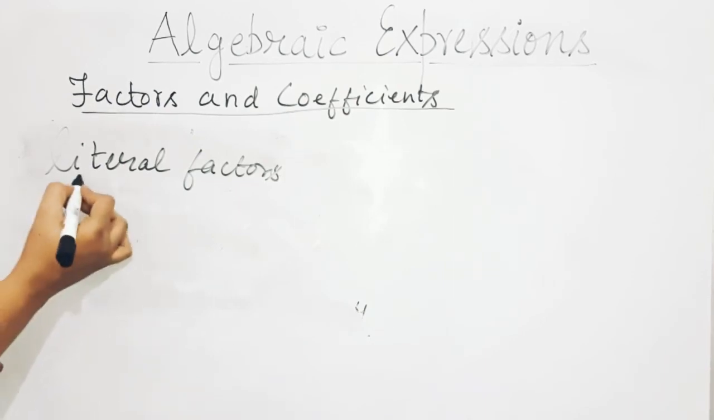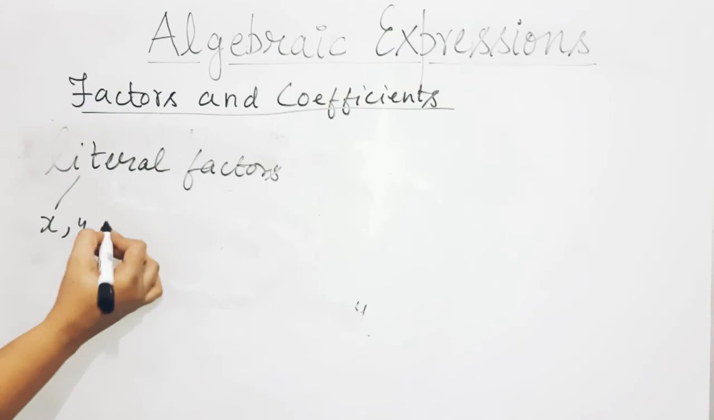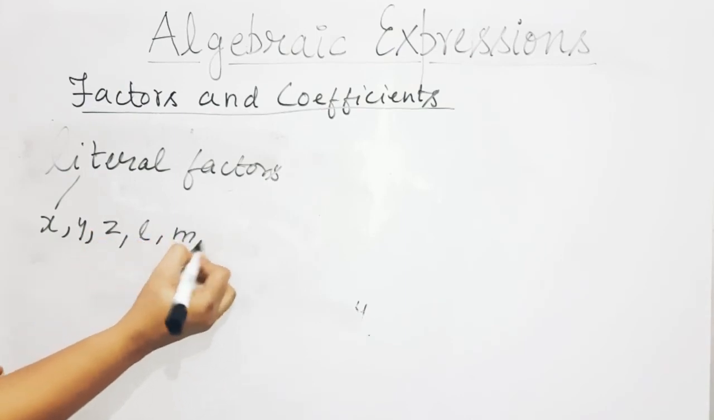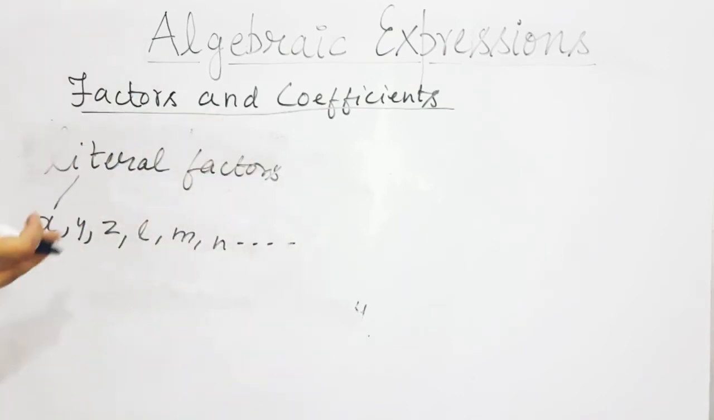Now, what will come under variable factors? Variables x, y, z, l, m, n and any alphabetic letter is known as a literal factor because it is a variable factor. So I can also give you questions in exams like that. A variable factor is called dash factor. So you have to mention literal factor. A constant factor is called dash factor. So you have to mention numerical factor.